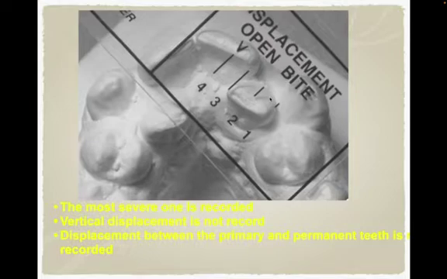Now, this is considered a disadvantage. Any vertical displacement is not recorded. You record only the anteroposterior one in one plane. You don't record the vertical one. And the displacement between the permanent and the primary teeth, for example, if a patient has an E still there, is not counted. We only measure between permanent teeth.